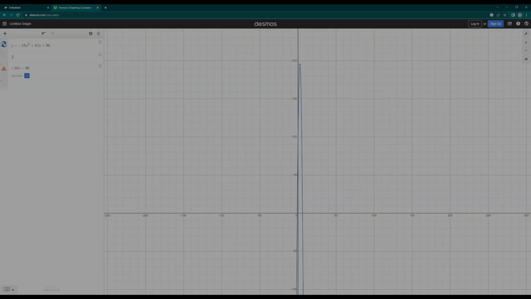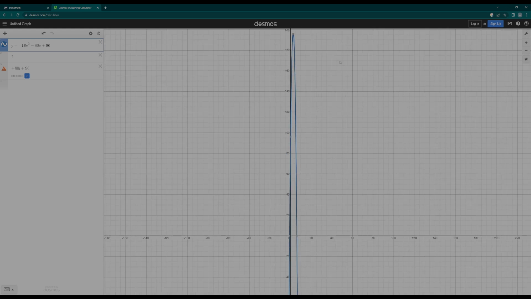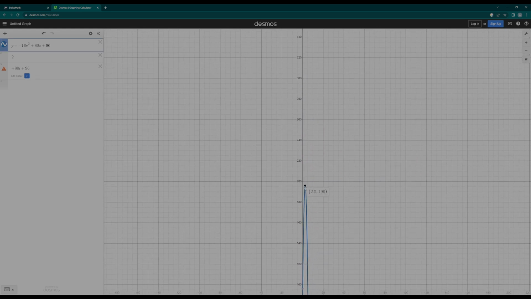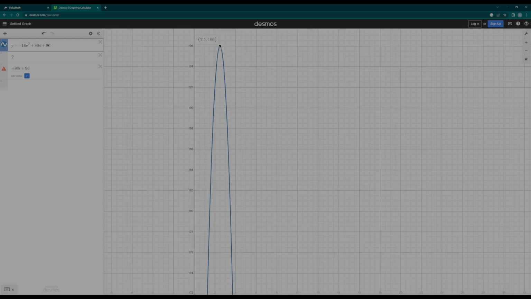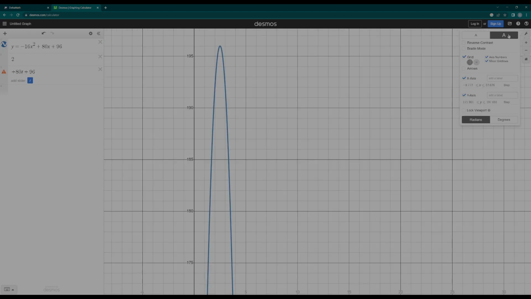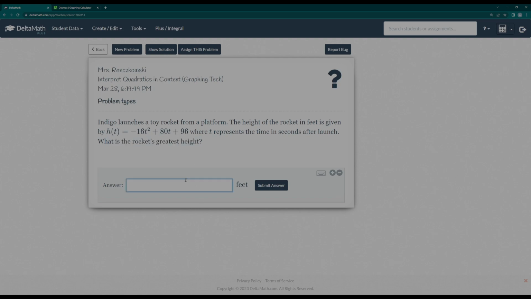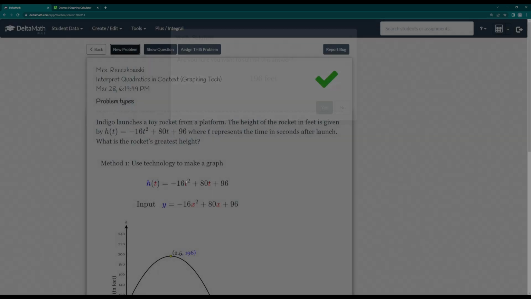So now this one, I have to kind of think on this one. So this is the greatest height all the way up here at this point, which is at 2.5 comma 196. Let me see if I can make this slightly bigger. So this is the greatest. Now I got to stop and think for a moment. Just like the last ones, the height is the second number. It's our y-axis. So in this case, it's 196. So let's type in 196, enter, and we did it.